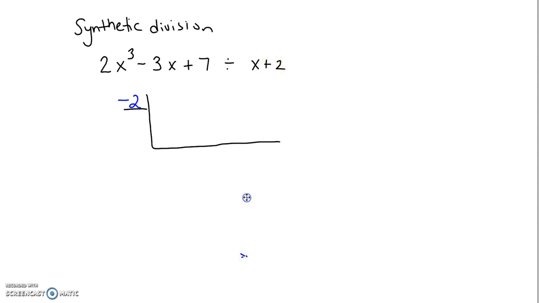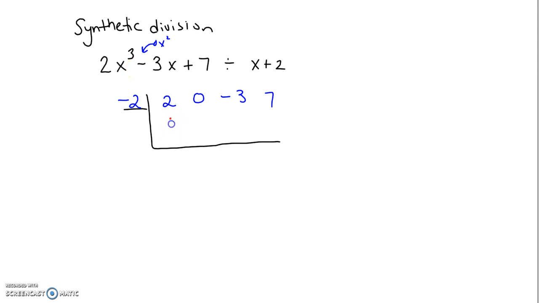And then we're going to list the coefficients of the dividend. So we're going to start here. The biggest is the degree, 2x cubed, so we're going to put 2. But if you notice, there's no squared term. We don't have 0x squared, so we'll have to put in a placeholder for that. Then -3 and 7. So we have the -3 represented by this here. If you see subtraction here, you should see a negative.